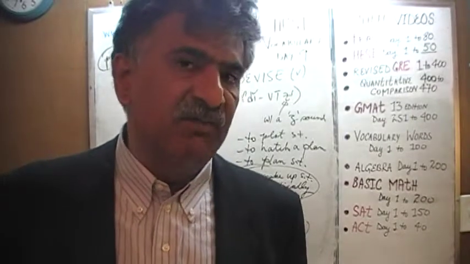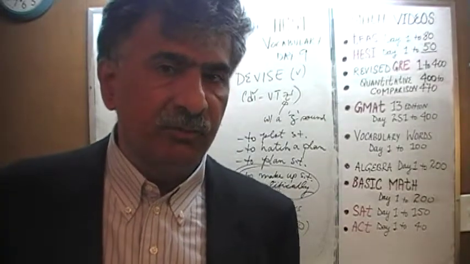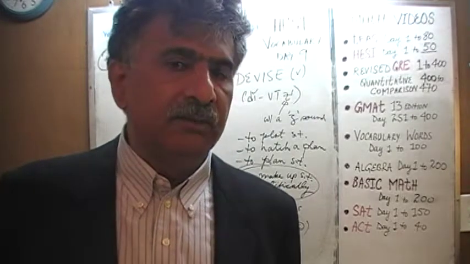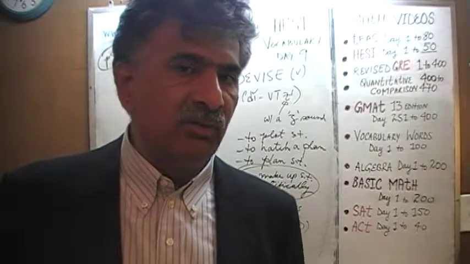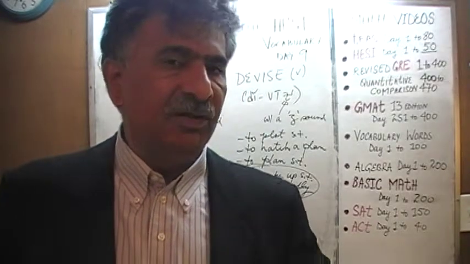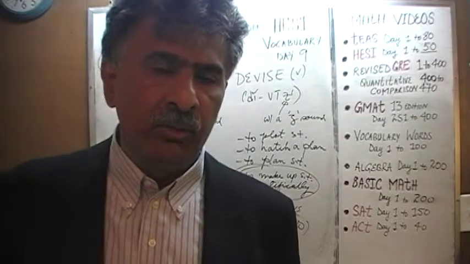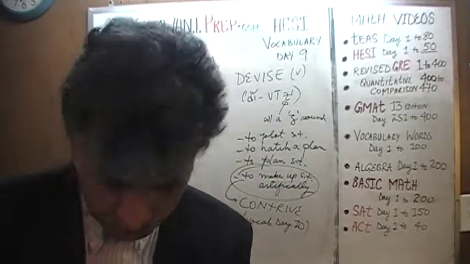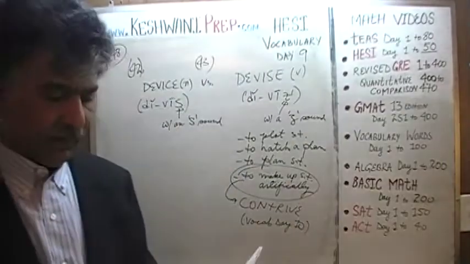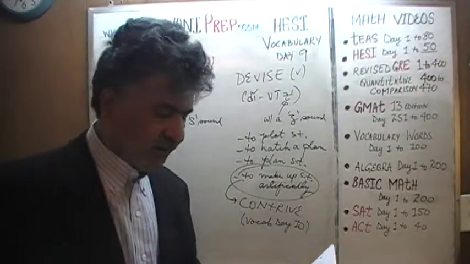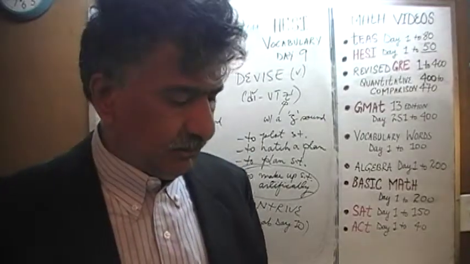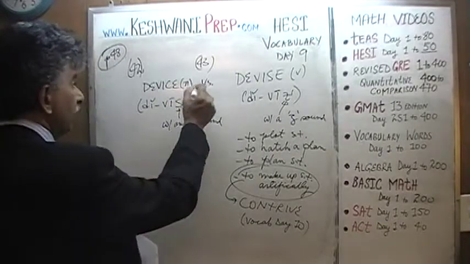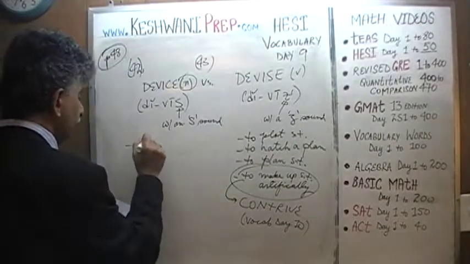Contrive means to make up something artificially, something that requires some level of ingenuity. You have to be ingenious to cook something up, and such a process is called devising something. He devised a nice plan as to how he was going to rob that bank. Do you understand? He devised a clever plan, to hatch a scheme, to hatch a plot. Devise. And this is device, which is a noun, which simply means a tool.